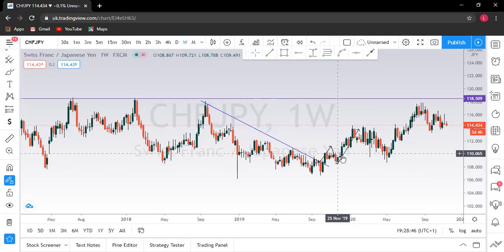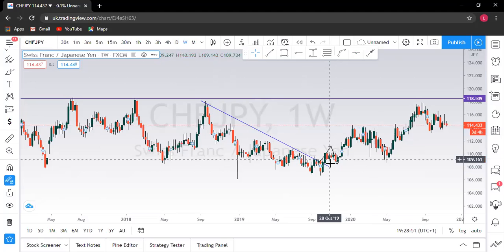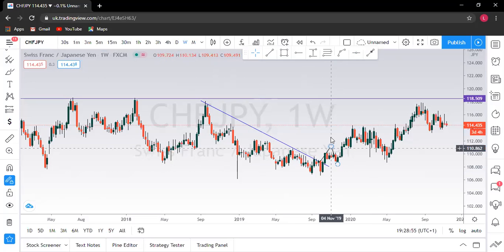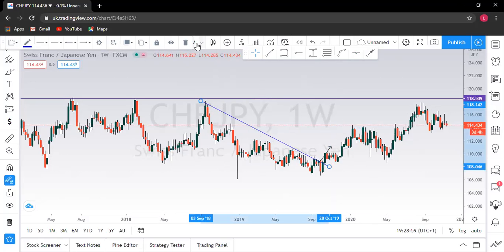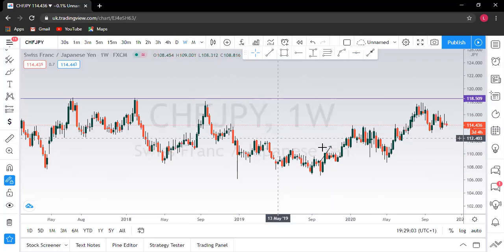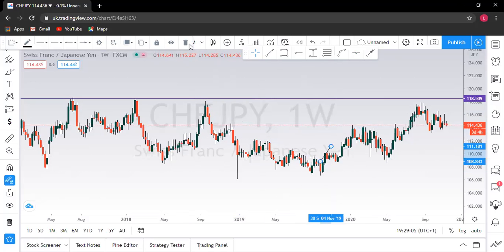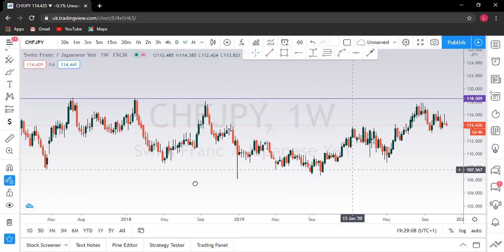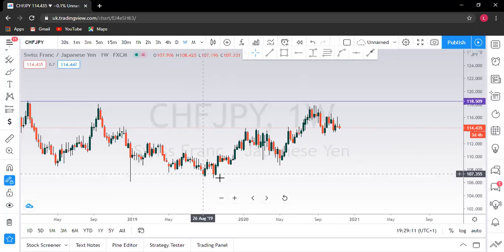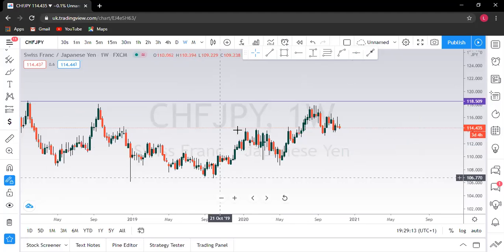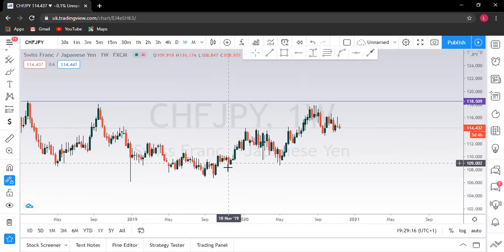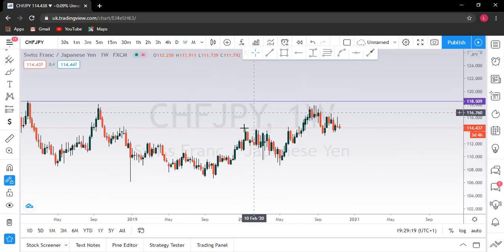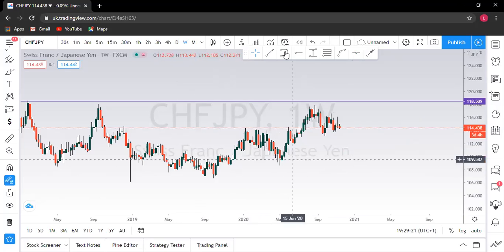So let me remove all these things and let's spot out some swing highs and swing lows. Can you see? This is our higher low. This is our higher high, swing high. Then can you see the market kind of form a bit of resistance here?